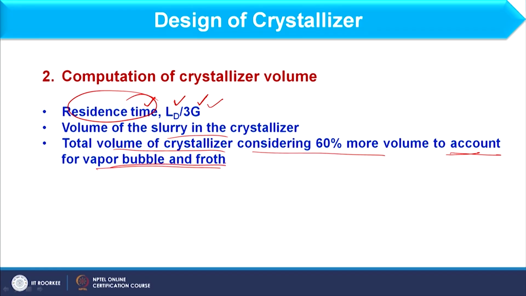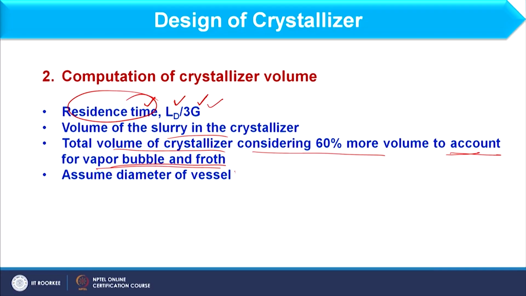So, in this way you should consider the volume of the slurry in a given residence time along with the space which we are providing for vapor formation and the froth formation, right. And after that, when we decide the total volume, we will assume one diameter value. Okay. That may be a random value which we will check further.